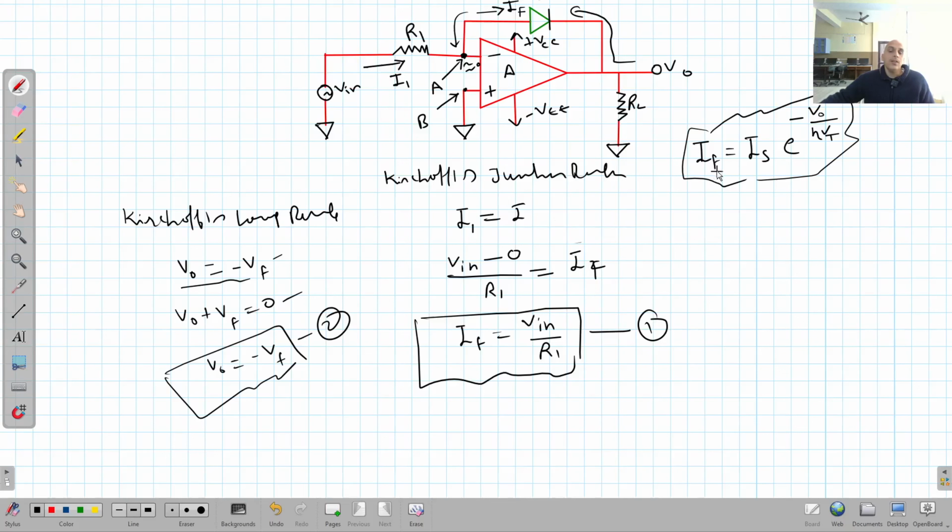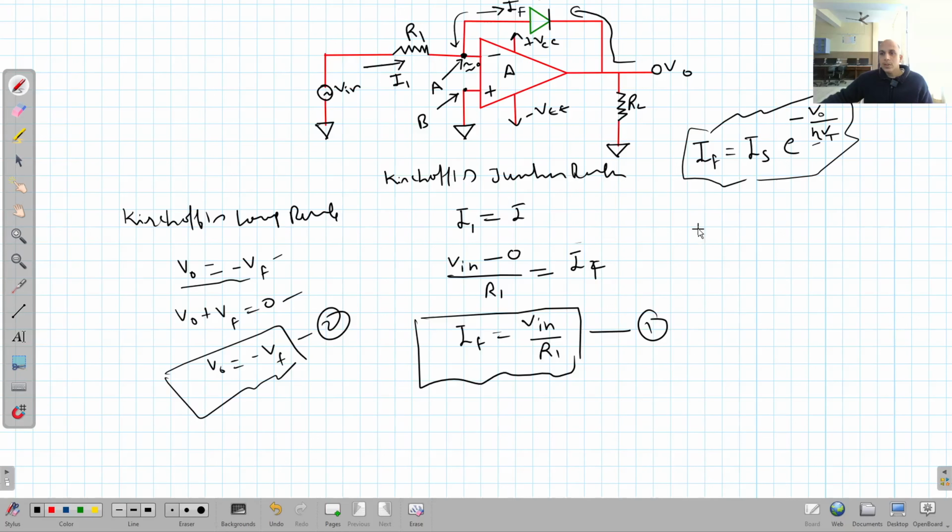Here IF is the forward current flowing through the PN junction diode. IS stands for the saturation current. This Vt is the thermal equivalent of the voltage, right? And eta is a constant.